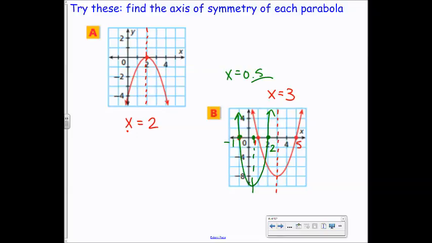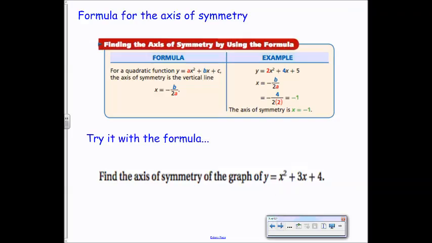Okay. What if you do not have a graph and you just have an equation? We have a formula for finding the axis of symmetry using our quadratic trinomial. All right? So the formula is x equals negative b over 2a. Okay? And again, this is like what we talked about, dividing by 2. So remember, in a quadratic formula, ax squared plus bx plus c, these are the a and b's that we're talking about here.